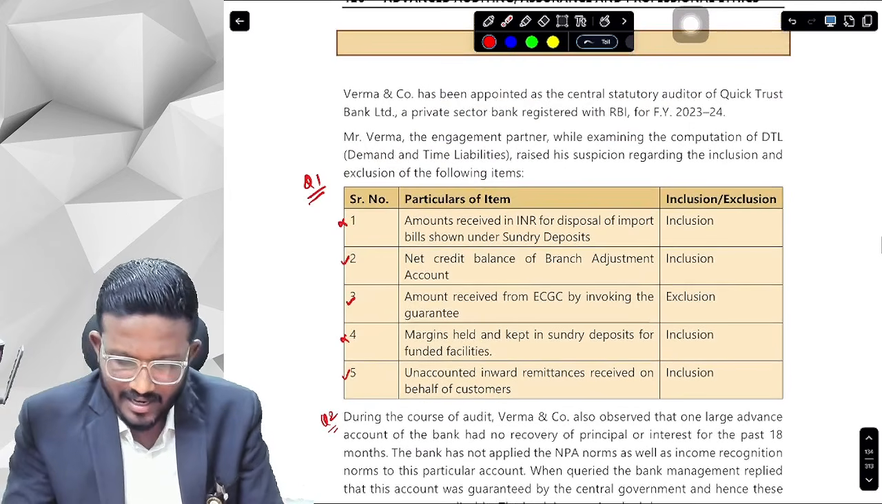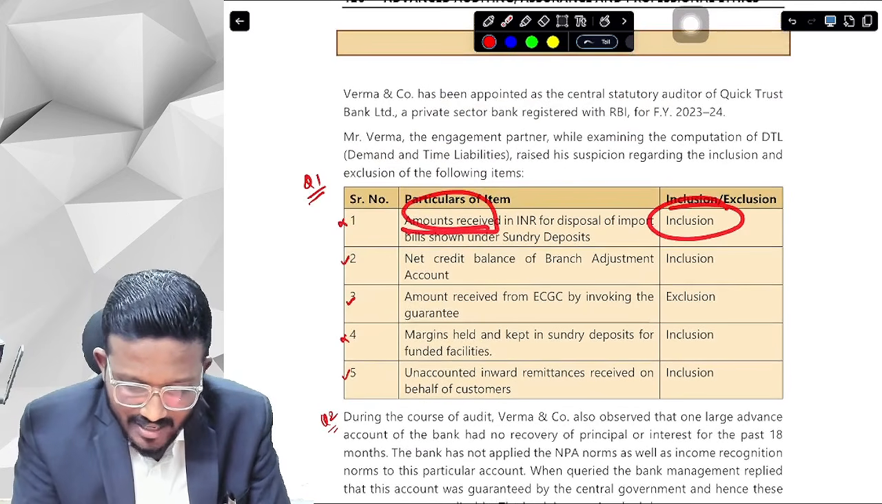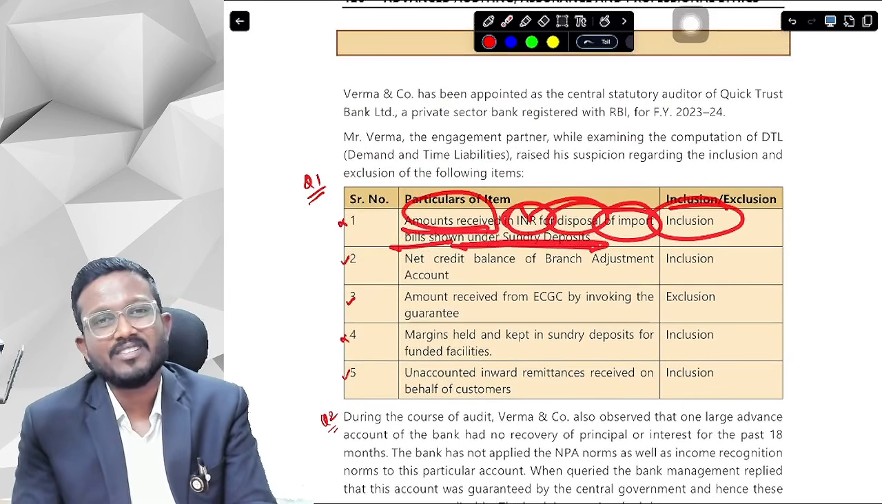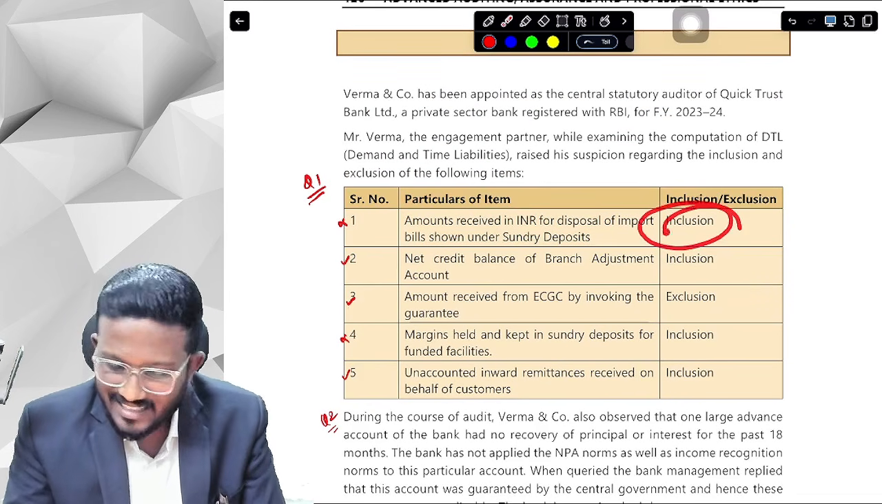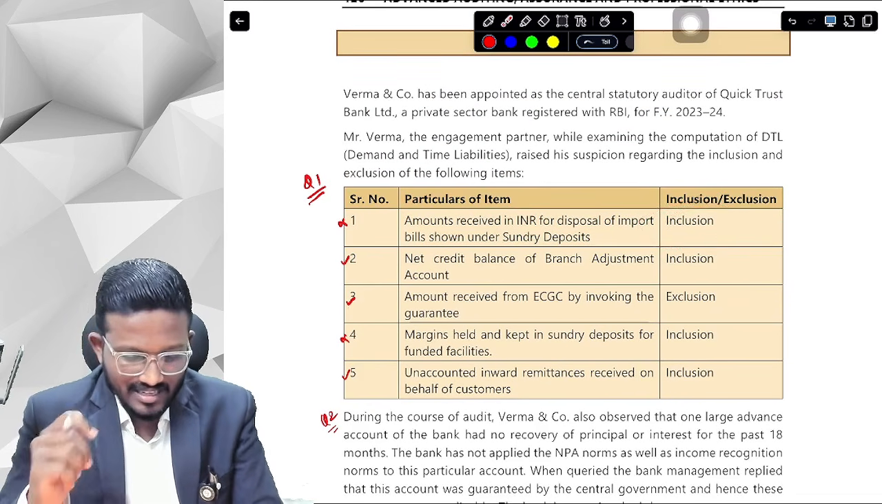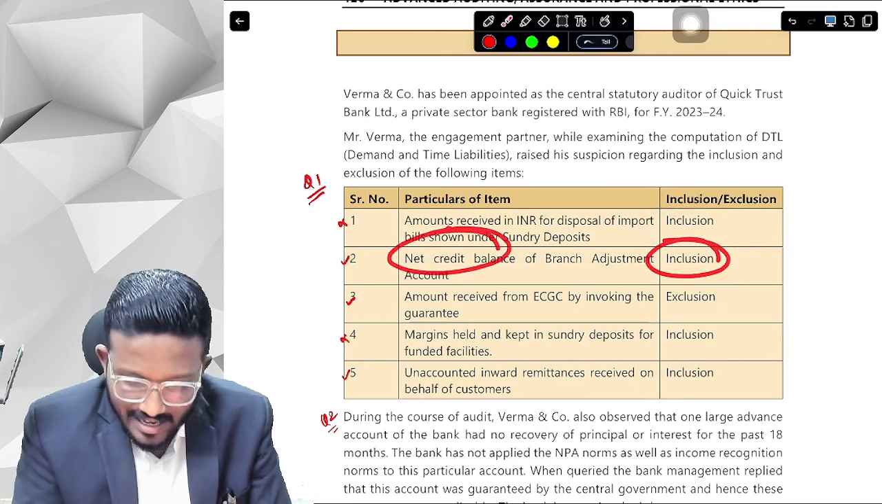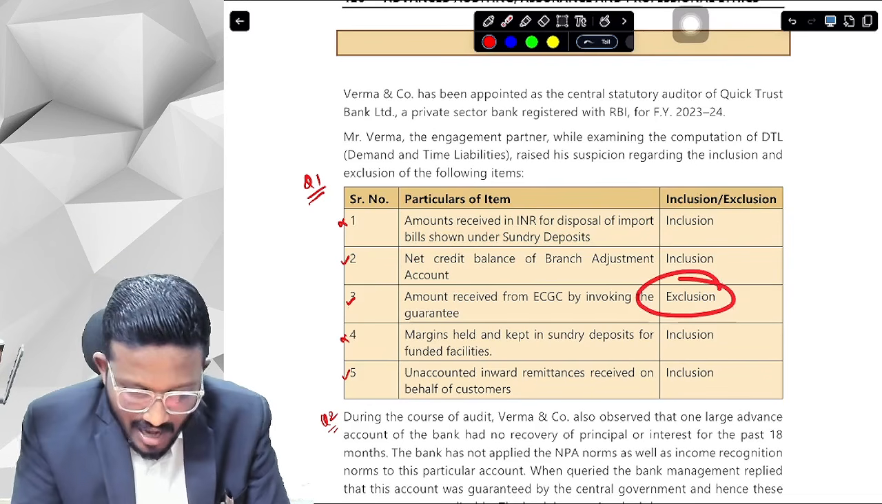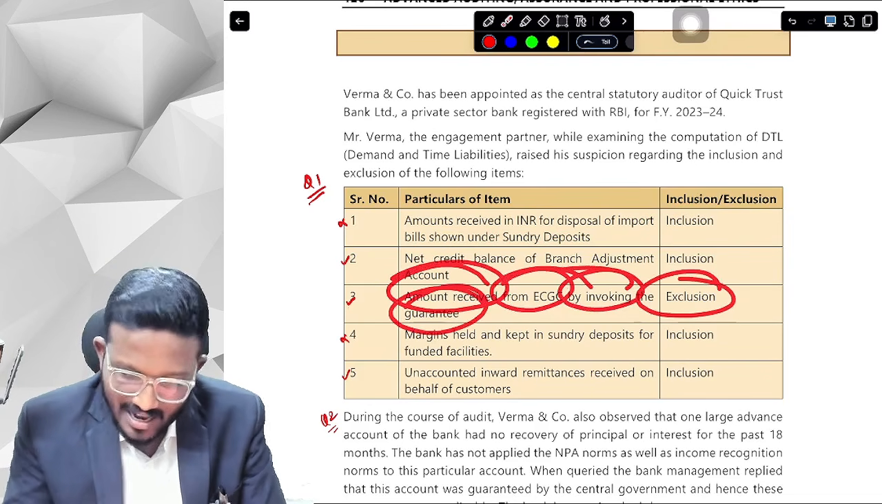So basically they are saying that they have included amount received in INR for disposal of import bill shown under sundry credit deposits. No sir, these are not to be included, these are to be excluded. Okay, yes sir. Next, they have included net credit balance of branch adjustment account. This is to be included. This is correct. Next, they have excluded amount received from ECGC by invoking the guarantee. This is to be excluded.